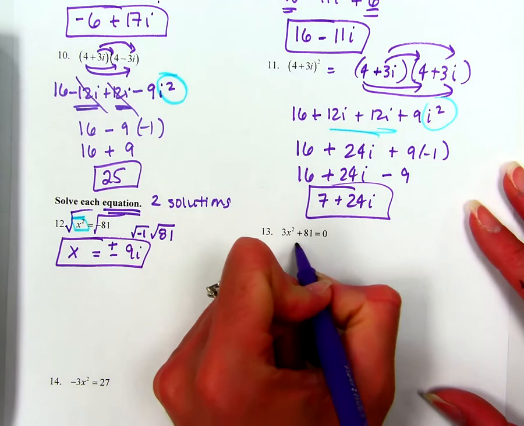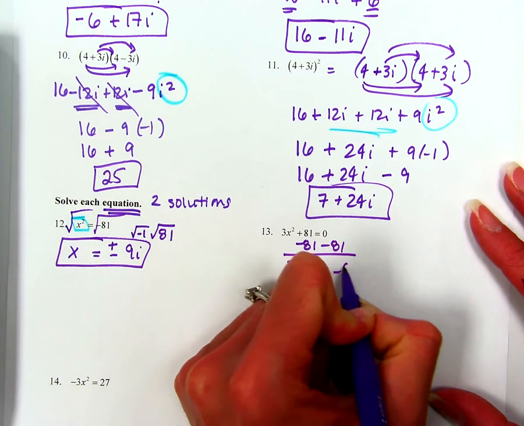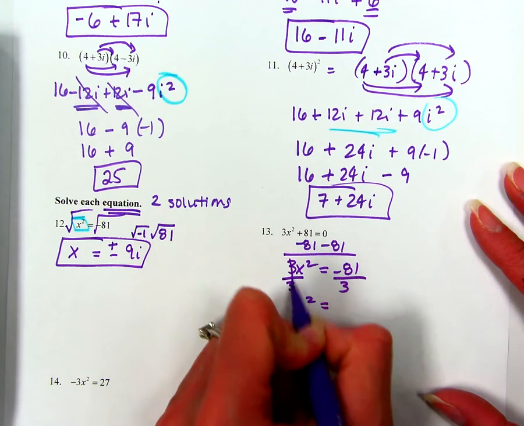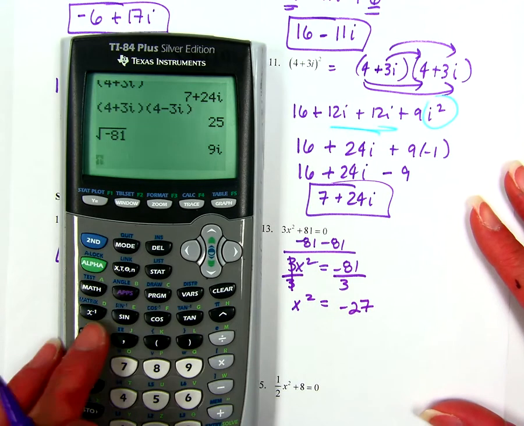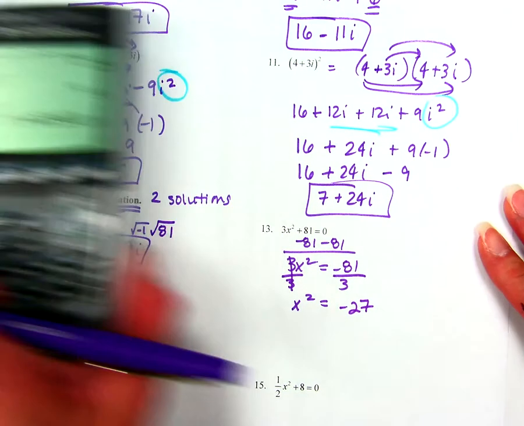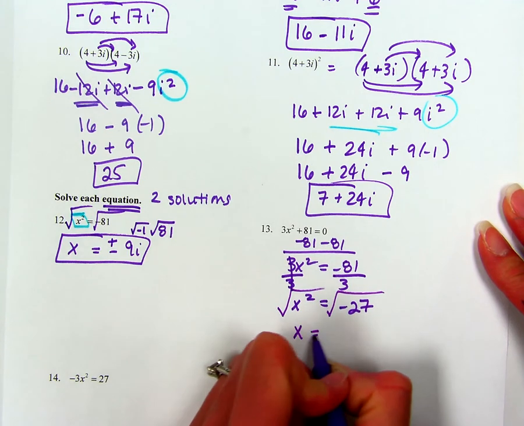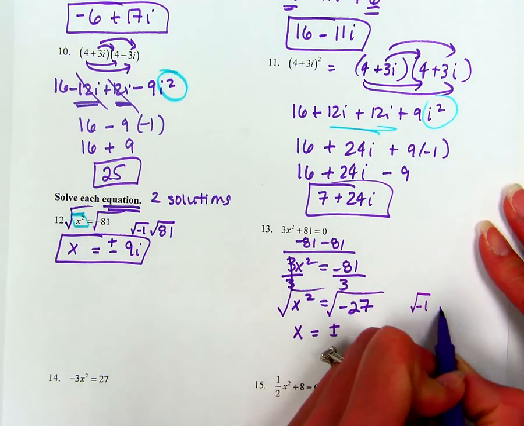All right, this one I need to undo the 81 by subtracting. So I have 3x squared equals negative 81. Then I'm going to divide by 3. x squared equals negative 27. All right, if I take the square root of negative 27, this gives me a decimal. So I know that I need to simplify my radical. Remember when you take the square root, I know I'm going to have plus or minus. I could tell right away I'm going to have something with an i.